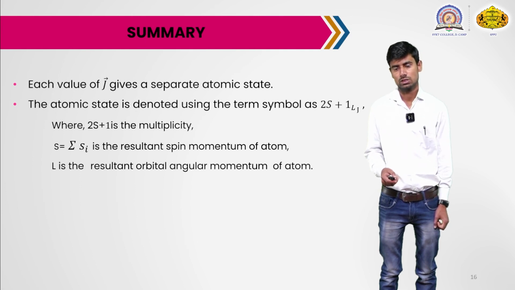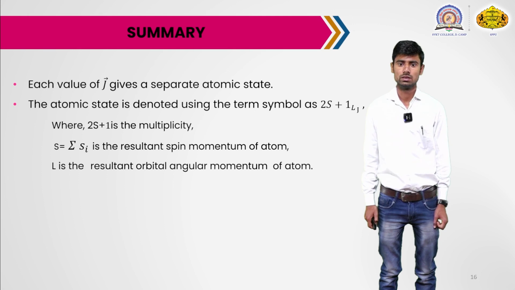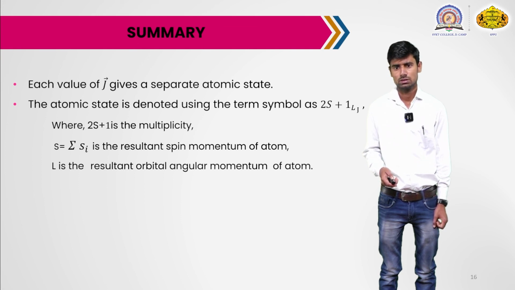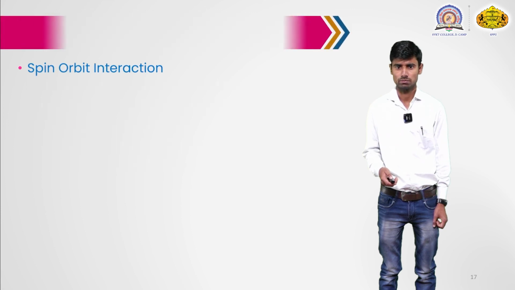And each value of J gives a separate atomic state, and that state is indicated by a term symbol or spectral notation as superscript multiplicity 2S plus 1, L and J, as shown here. Here 2S plus 1 is the multiplicity, and in this case capital S is the total spin angular momentum of the atom, which is the vector sum of the spin angular momentum of individual electrons, and L is the resultant orbital angular momentum of the atom, which is the vector sum of the orbital angular momentum of individual electrons. So in this way you can write the spectral notations for the atom.